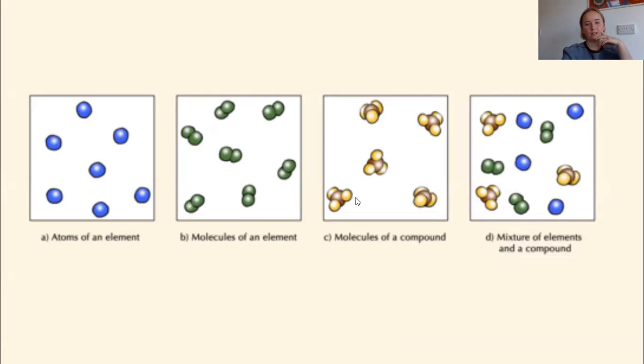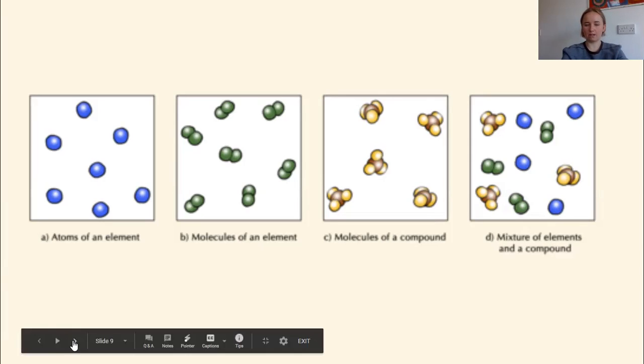Now, if we have a look at C, you can see this is a compound. We have different colors, so different types of elements joined together, chemically bonded. And then D, it's a mixture. It's got compounds in and it's got elements in. So a bit like air, like we were talking about earlier.